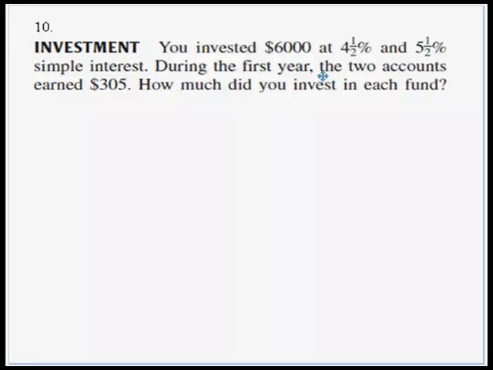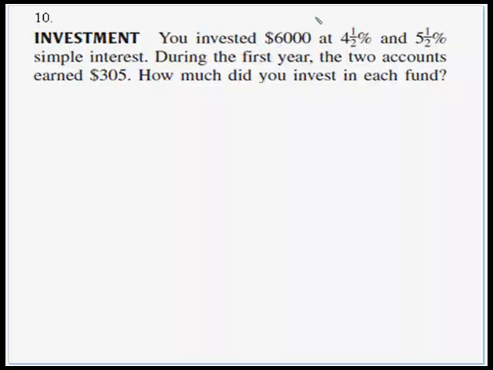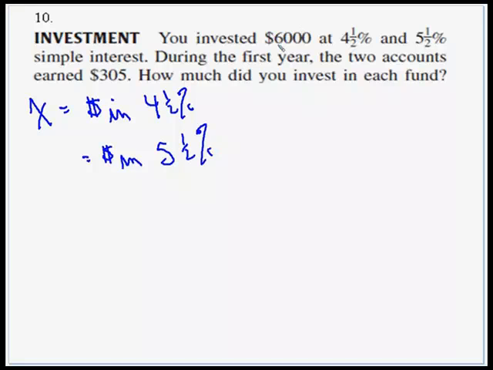And the last one is a simple investment problem. So you invested $6,000 in 2 different accounts, bearing simple interest. During that year, the 2 accounts earned a total of $305. How much did each fund earn? So I'm going to let x equal, well, we could let it equal one or the other. I'm just going to send it to the 4.5% account. Oh, and I should write that as dollars in the 4.5% account. So that means our other thing is going to be the dollars in the 5.5% account. And remember, we had a total of $6,000. X dollars went into one account, so what's left for the other account is $6,000 minus X.